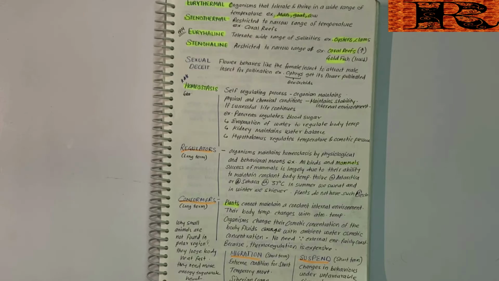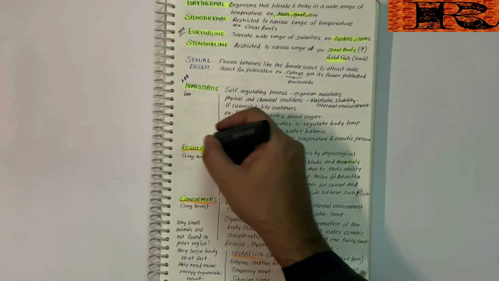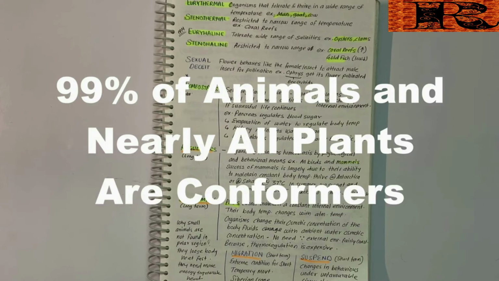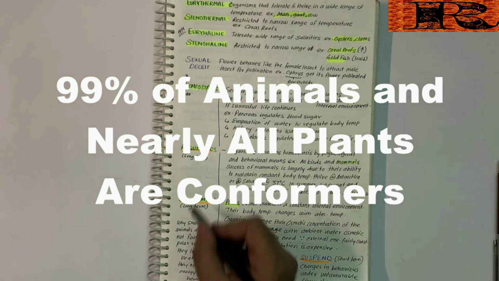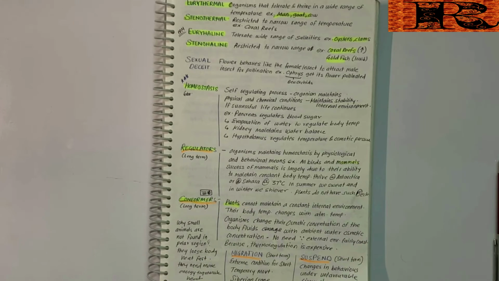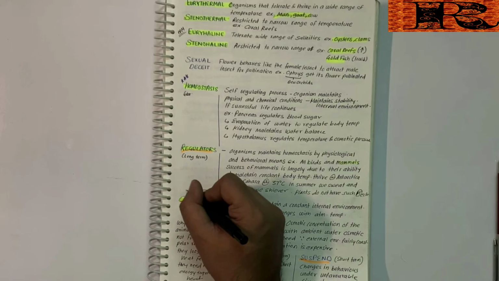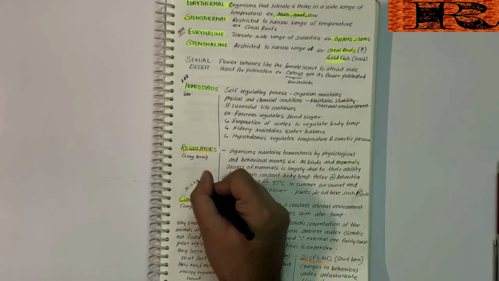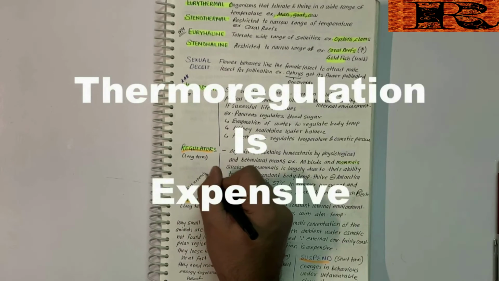Now let us move to the next category, that is conformers. 99% of animals and nearly all plants cannot maintain a constant internal environment, and that's why they have not evolved to become regulators. This is very similar to the concept that I cannot afford an air conditioner, so I simply conform to surrounding temperature. But we are regulators, our internal AC maintains our temperature.